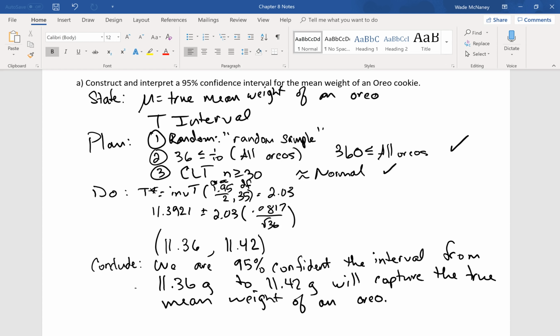Putting all that into our formula, we get an interval from 11.36 to 11.42. And interpreting it, we are 95% confident the interval from 11.36 grams to 11.42 grams will capture the true mean weight of an Oreo.